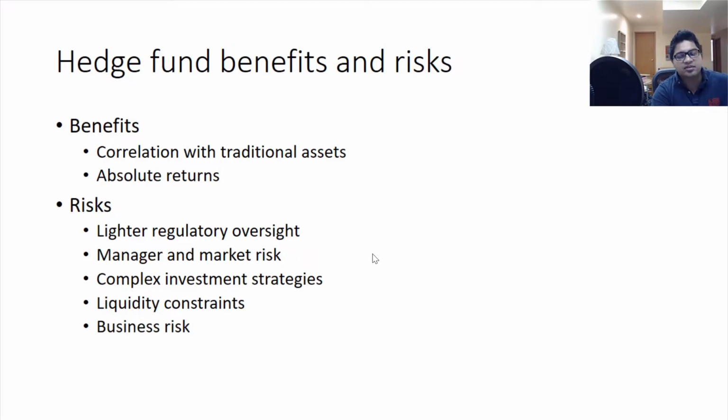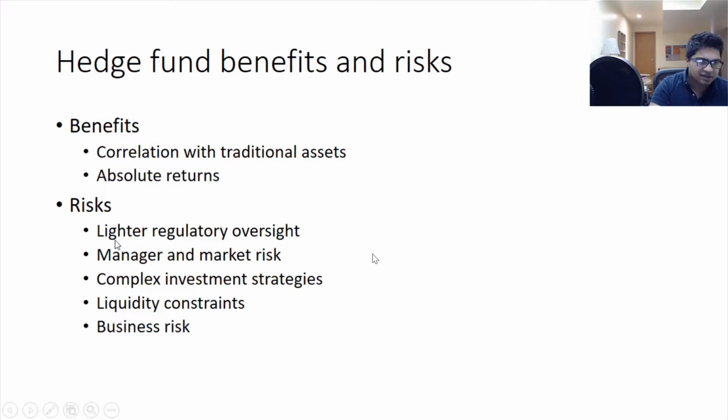Irrespective of what the benchmark does or what the market does, a hedge fund will have the objective of getting, let's say, a 4% return per year, minimum. So irrespective of the market going up, down or sideways, the hedge fund has to attain that objective. The objective of a hedge fund is absolute returns irrespective of market conditions.